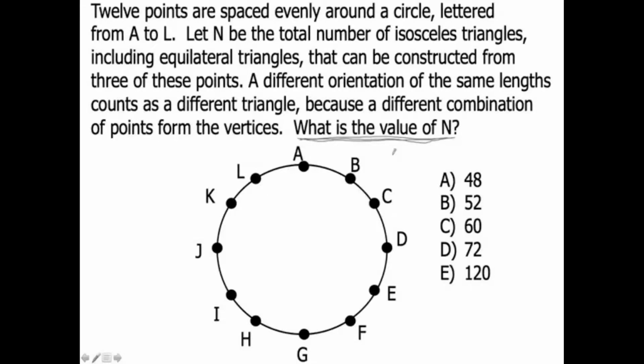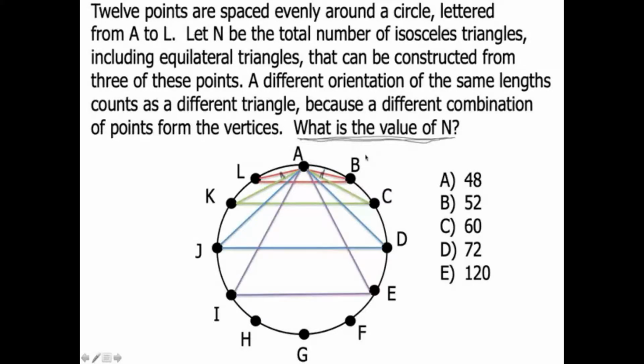Why not, right? How many isosceles triangles can I draw from A? Well, I could start with ABL. That's an isosceles triangle. How do I know, by the way? Well, the points are evenly spaced, right? So this distance has to be equal to that distance, since A is evenly spaced from L and A is evenly spaced from B. How many other isosceles triangles can I draw from A? Well, I could do ACK. I could do ADJ. I could do AEI, and I could do AFH. And so that is how many? 1, 2, 3, 4, 5 isosceles triangles I was able to get from A.